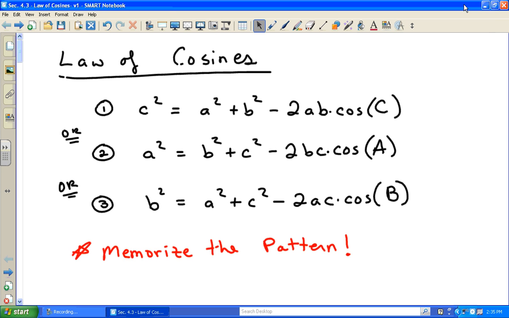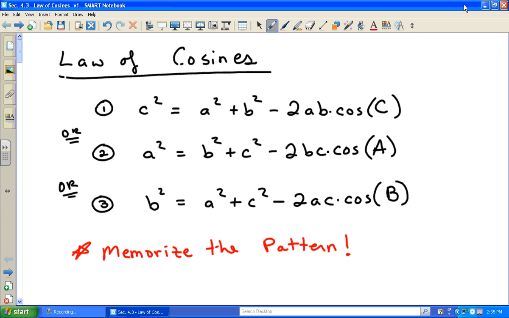I'd like to look at what we call the law of cosines. There are three different formulas that you can use for the law of cosines, and you're going to use whichever one of these makes the most sense for the problem that you have. What I'm going to encourage you to do is memorize the pattern, not necessarily the specific formula. Okay, the way this works, I'll show you on the first one and then explain a little bit on the second one.